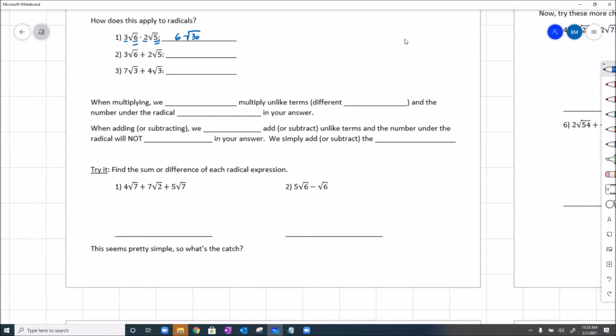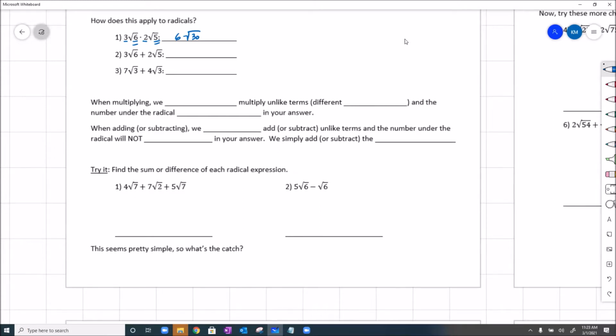Now, anytime we're simplifying or multiplying radicals, we do want to check to make sure our radical is as simplified as possible. Hopefully, we've been dealing with radicals long enough. We know radical 30 doesn't simplify any further. It'd be 6 or 5 times 3 times 2, so no groups, no pairs.